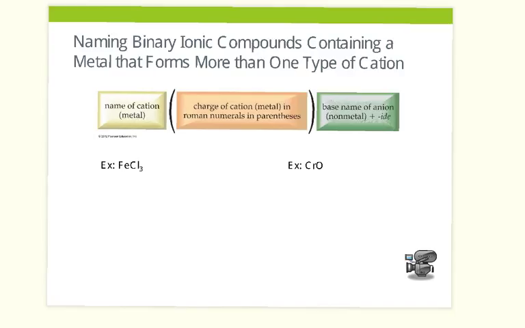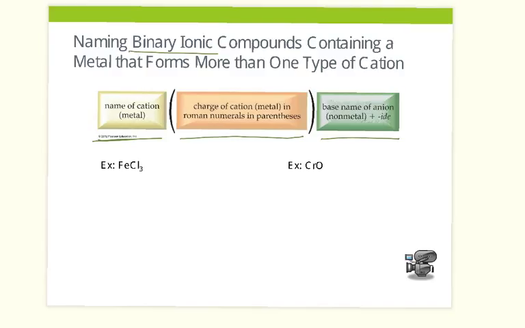Okay, now we want to talk about naming binary ionic compounds containing a metal that forms more than one type of cation. And just don't forget, what I mean by binary is that there's a metal and there's a non-metal. So this time we're forming more than one cation. Since there's ambiguity in the charge of our cation, we have to state our charge after we name our cation. So we name our metal, we put in parentheses right after it its charge in Roman numerals, and then we put the base name of the anion plus the "ide" ending.